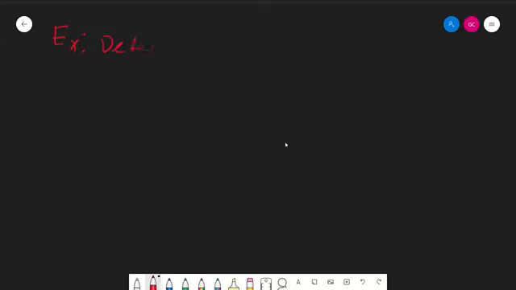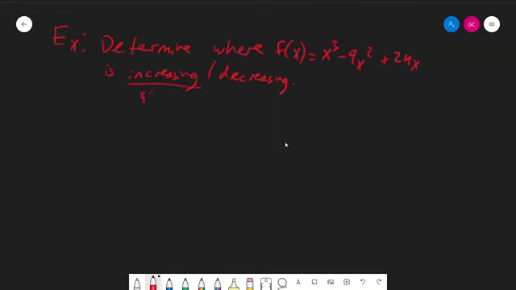Let's determine where the function f of x is equal to x cubed minus 9x squared plus 24x is increasing and decreasing. So the idea is that if you want to know where f is increasing, you want to know where f prime is positive, and if you want to know where it's decreasing, you want to know where f prime is negative.